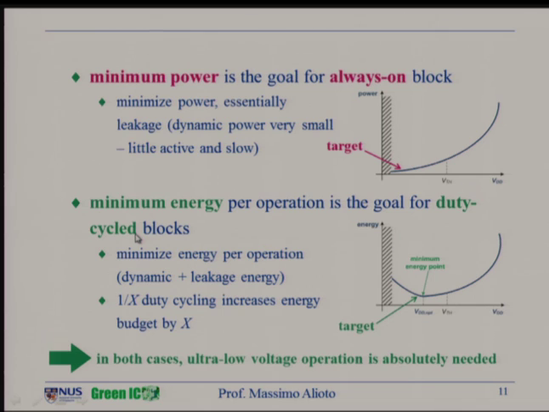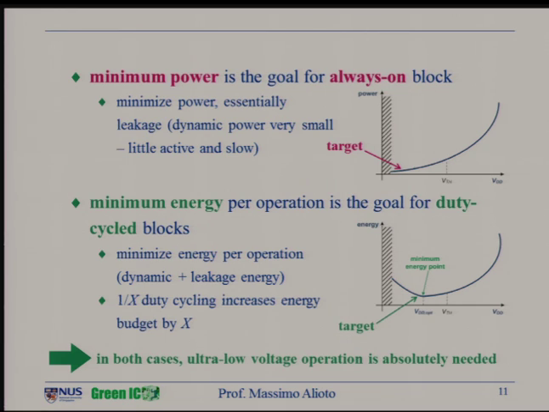Well, if we want to minimize power, we should consider that usually, actually always, this is the case: the power is monotonic, which means that if we reduce the voltage, we also reduce the power. So minimum power operation for always-on blocks is equivalent to ultra-low voltage operation. So ultra-low voltage operation is absolutely necessary for always-on blocks.